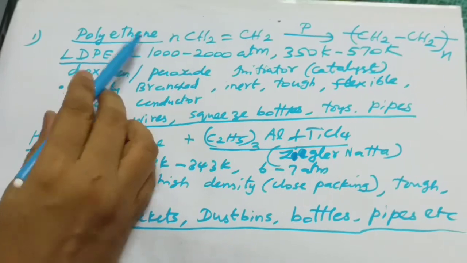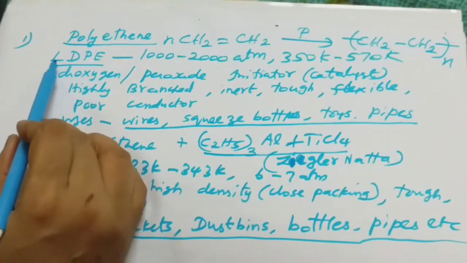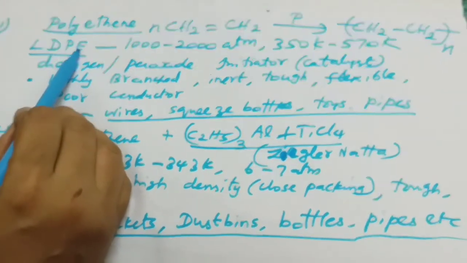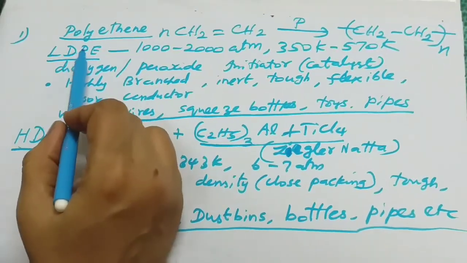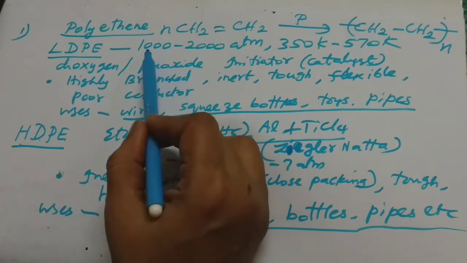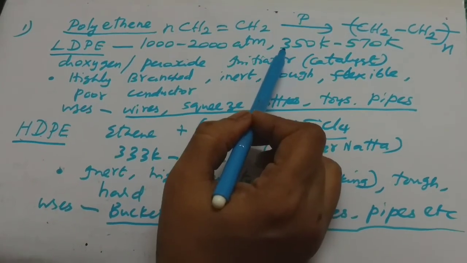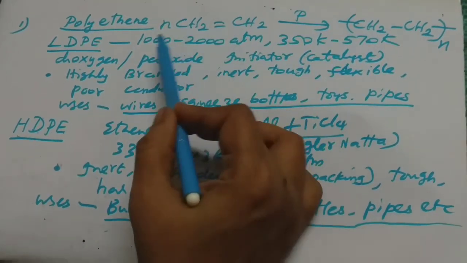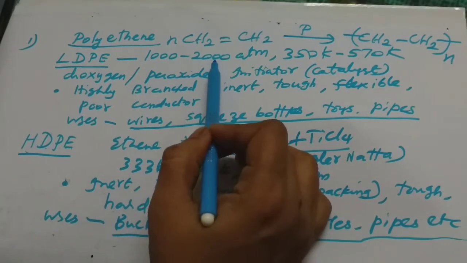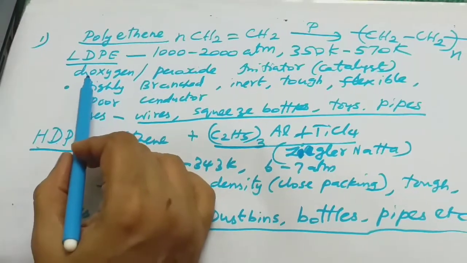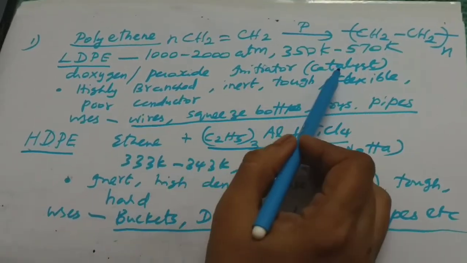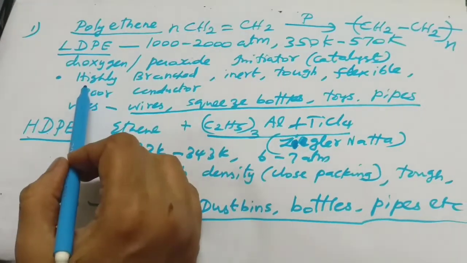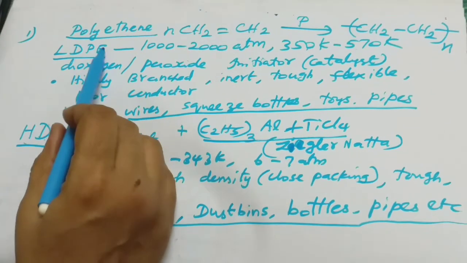And this polyethene is of two types: low density polyethene and high density polyethene. For low density polyethene, ethene is heated to 350 Kelvin to 570 Kelvin at a pressure of 1000 to 2000 atmospheres in the presence of a catalyst, dioxygen or peroxide initiators. They act as a catalyst, and we get low density polyethene.